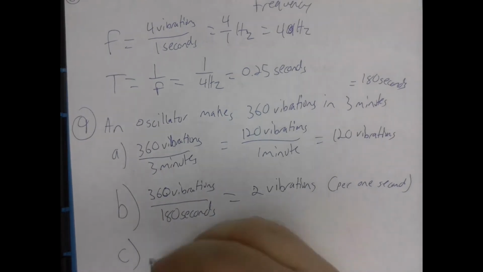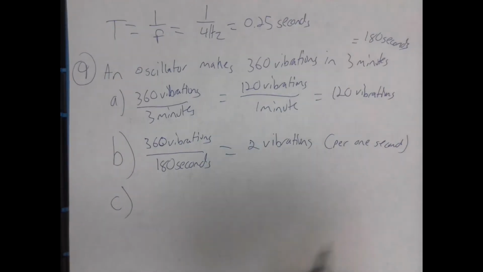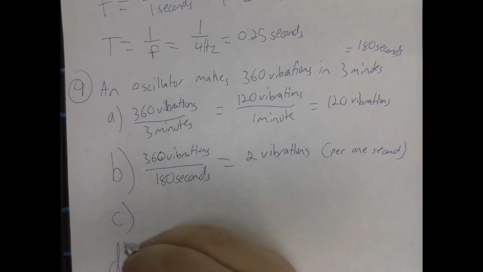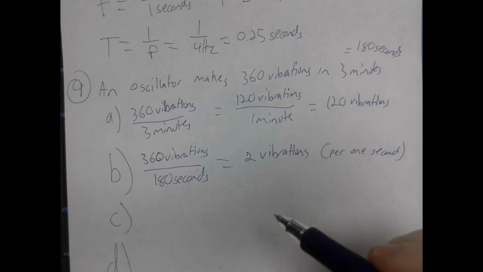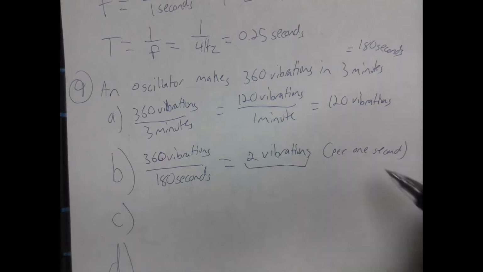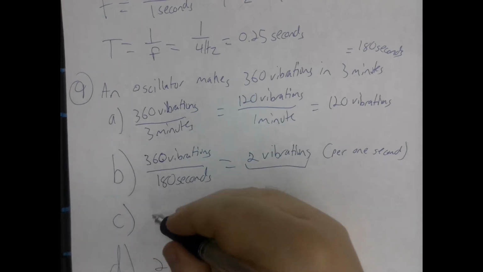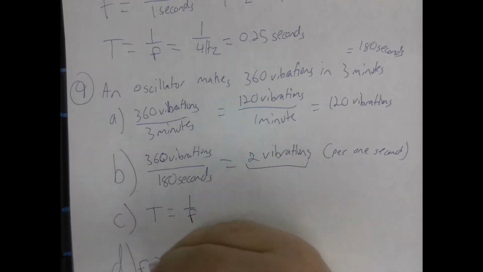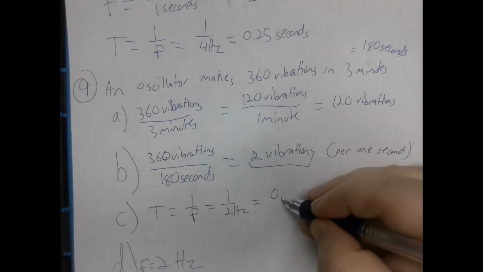What is the period in seconds? Well, the period in seconds is going to be equal to how long it takes one vibration to occur. So skip that for a second and answer part D first. Letter D is, what is the frequency in hertz? Frequency in hertz is the number of vibrations in 1 second, so 2 hertz. I can use D to solve for C. Period is 1 divided by frequency. This is the frequency. So 1 divided by 2 hertz is 0.5 seconds.